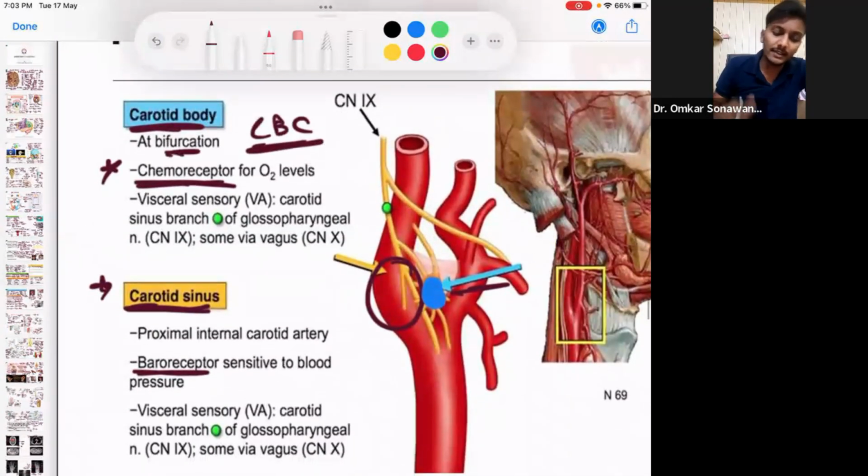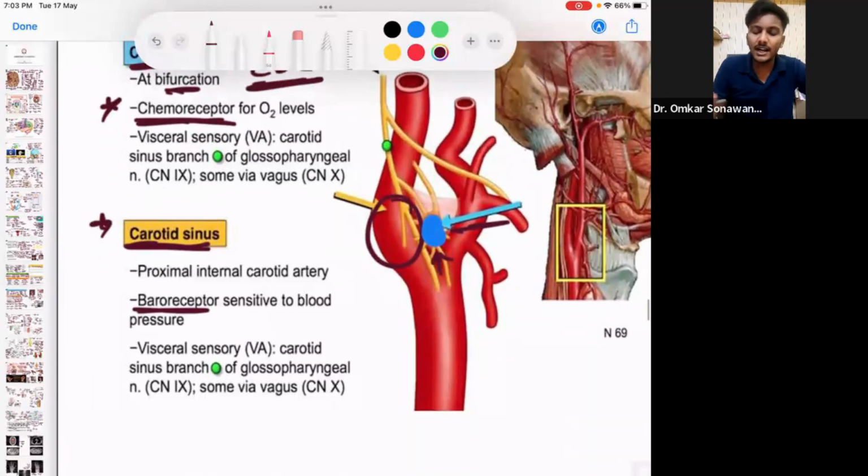At bifurcation we have the carotid body. And at proximal internal carotid we have the carotid sinus. At the proximal ICA we have the carotid sinus. ठीक है? Sinus है वो, artery नहीं है.